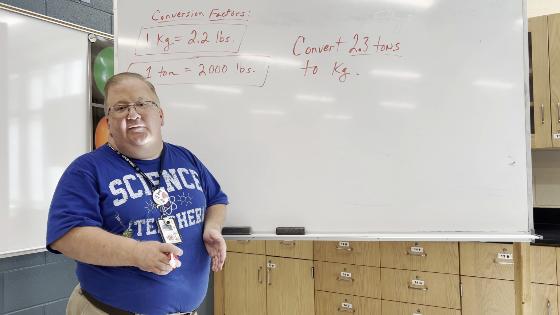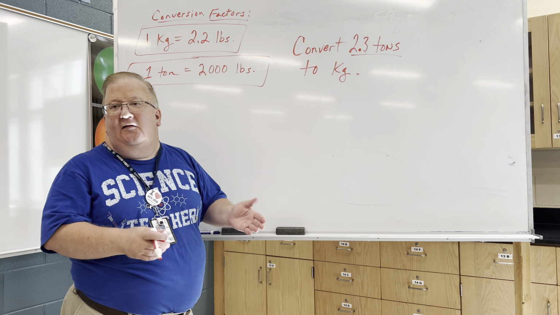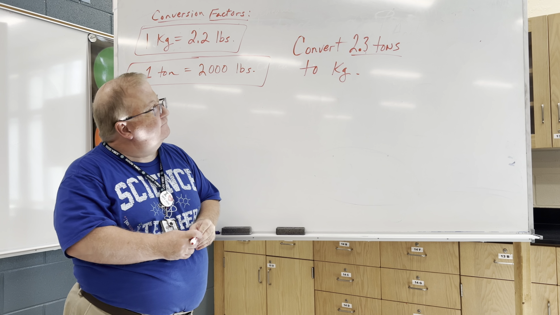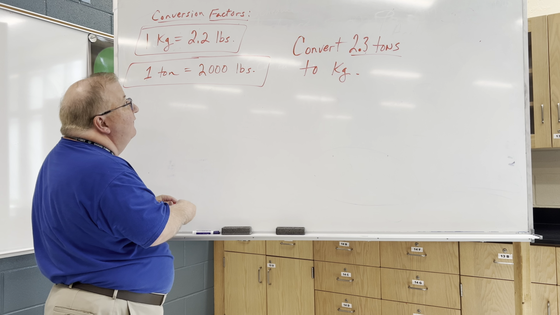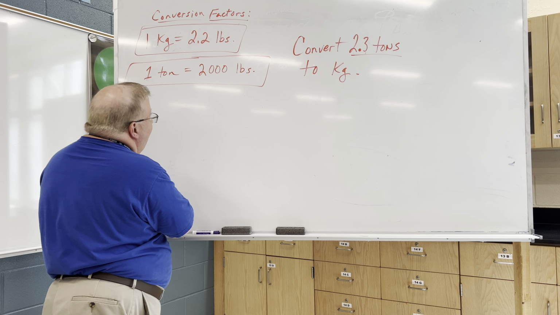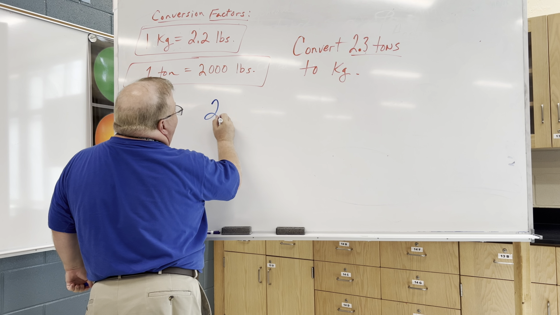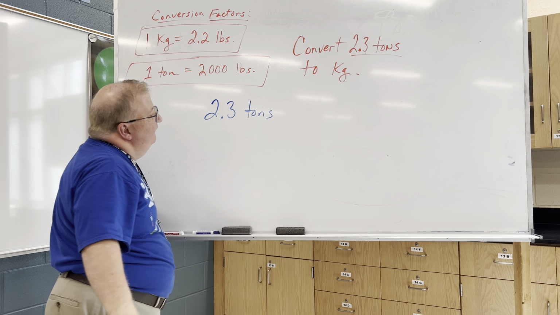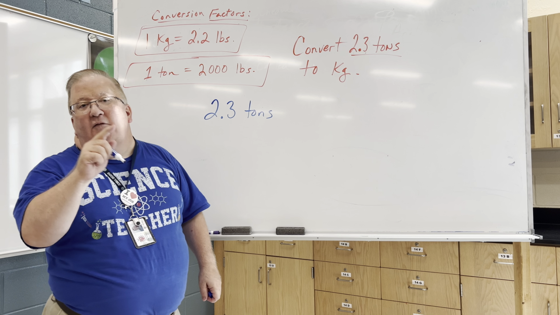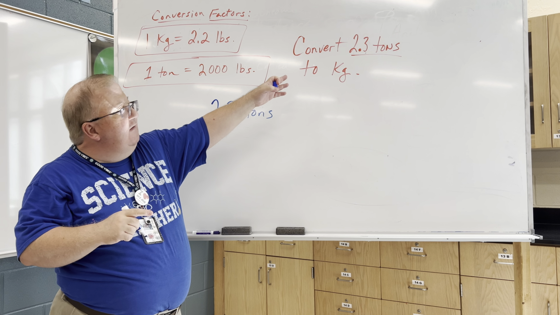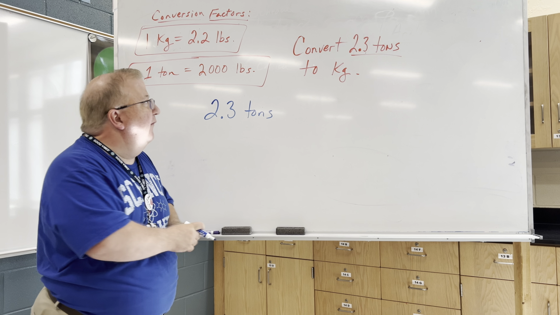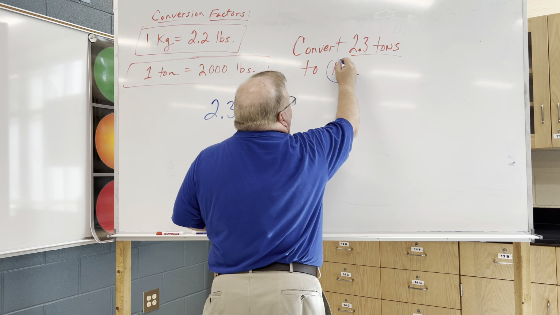Any of these problems, you always start by writing the number and the unit being given. All right, what's being given? 2.3 tons. So every time we do a problem like this, we're going to start by writing down the given. 2.3 tons. All right? We don't want tons. What do we want ultimately? What unit? We're going from tons to what? Kilograms. So that's our final desired unit.